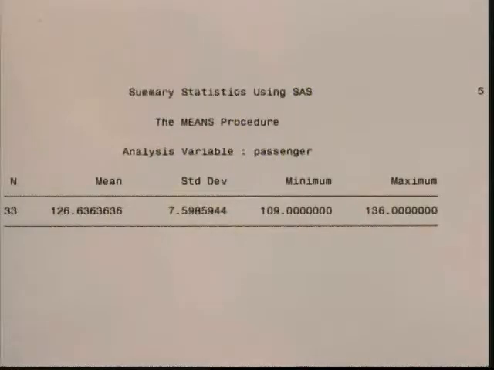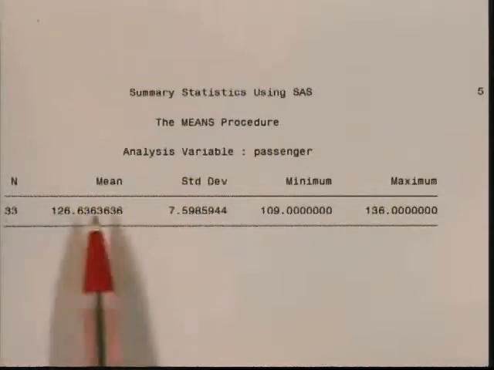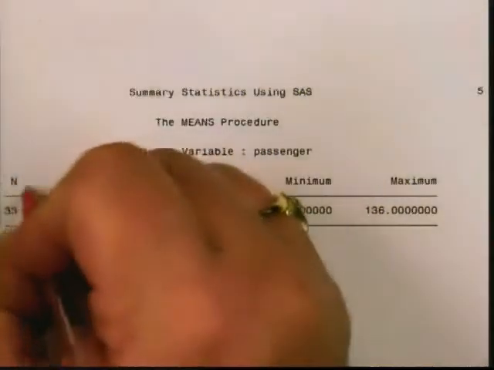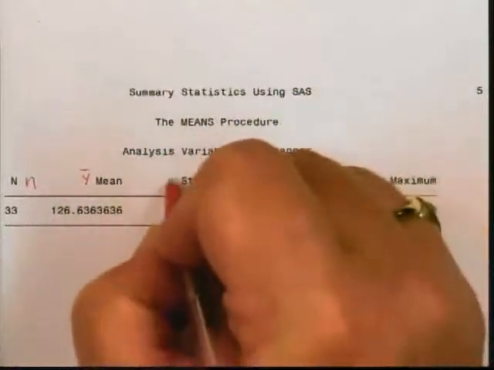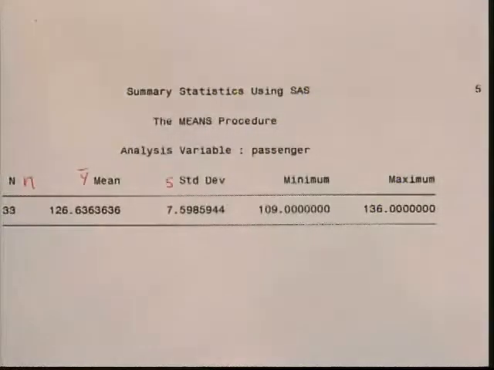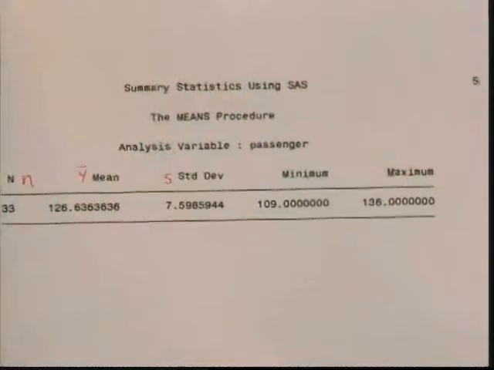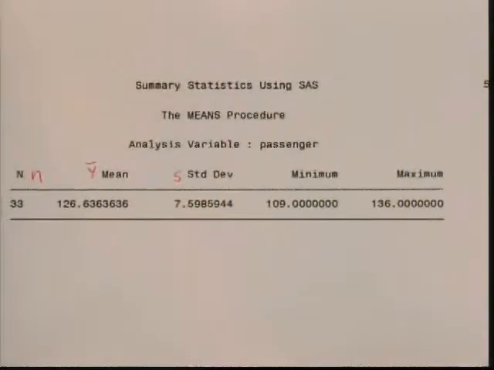All right. By default, this is the first means procedure on page 5. You get sample size, y bar, so what we're calling n, y bar, standard deviation, lowercase s, minimum and maximum. That's the default information you'll get from proc means. All right, much less information than proc univariate does.